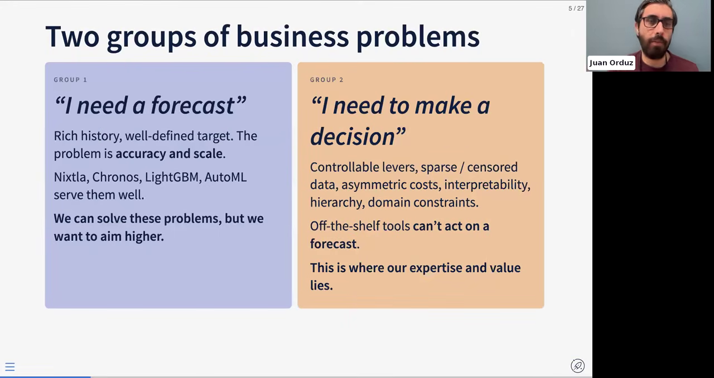Yeah, so these are the business problems that we typically see. One is: I need a forecast. In this case, your task as a data scientist or data analyst is to create forecasting models to have a good prediction of the future, given the historical data. And there are great packages and frameworks to do this.